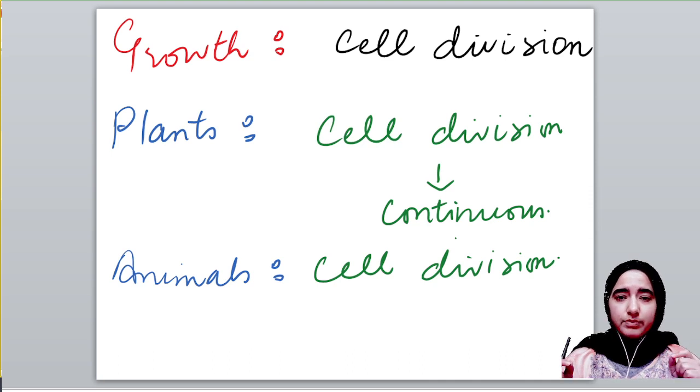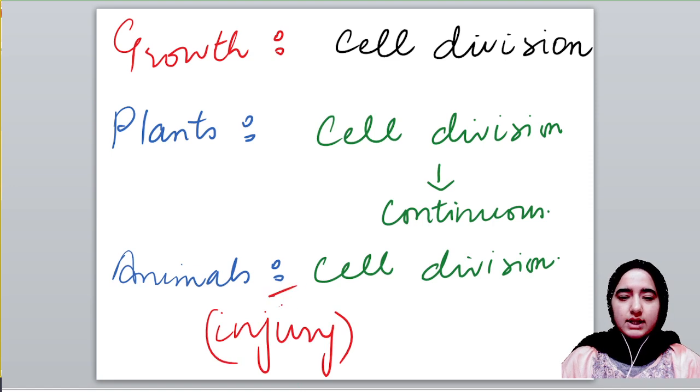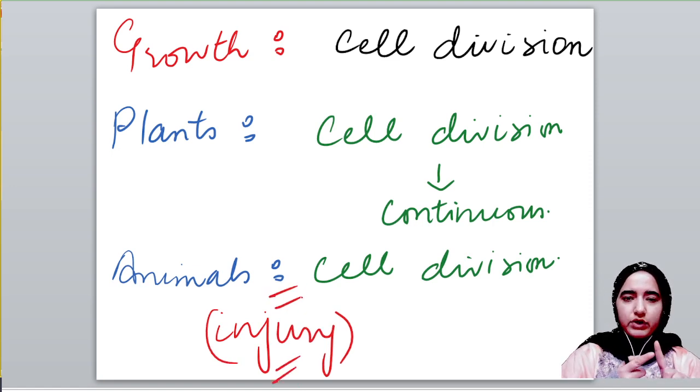But when does cell division take place after our growth, when growth doesn't happen? Cell division takes place when we get any kind of injury. For example, if I get an injury here, blood oozes out from that particular part where the injury took place. And what happens to that site? At that site the cells get destroyed.